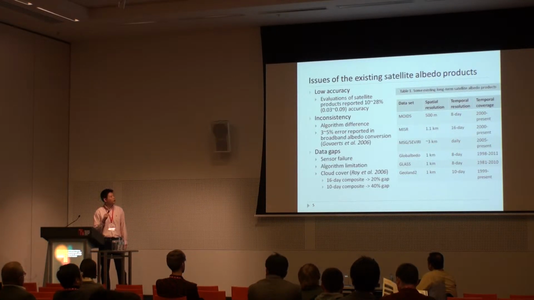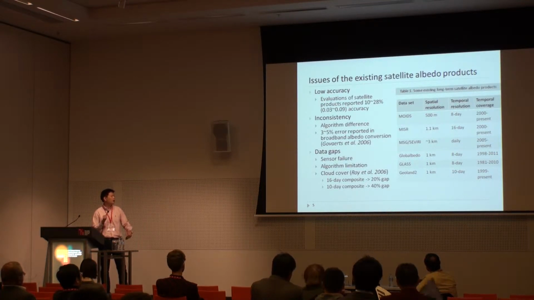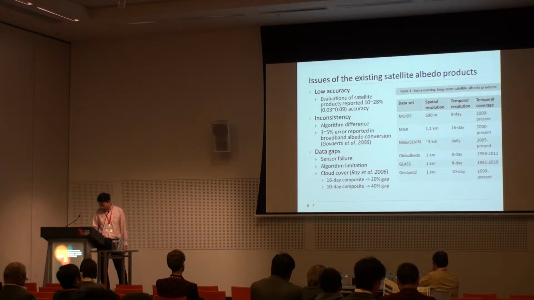And another problem of existing products is the data gaps. They can be attributed to the sensor failure, algorithm limitation, and also cloud cover can be a very important problem because existing albedo products rely on some kind of temporal composite. Like 16-day composites can produce 20% gap, and if reduced to 10-day composites, the gap doubles.